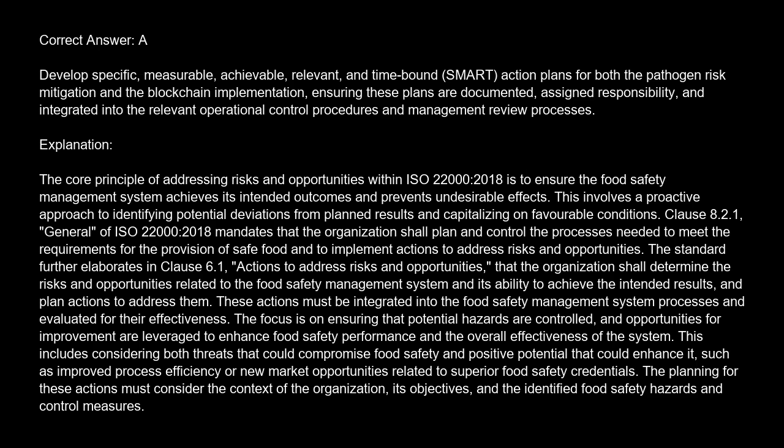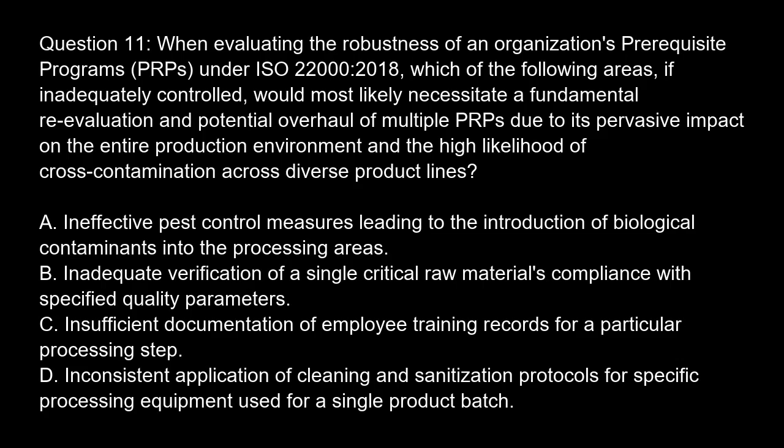The focus is on ensuring that potential hazards are controlled and opportunities for improvement are leveraged to enhance food safety performance and the overall effectiveness of the system. This includes considering both threats that could compromise food safety and positive potential that could enhance it, such as improved process efficiency or new market opportunities related to superior food safety credentials. The planning for these actions must consider the context of the organization, its objectives, and the identified food safety hazards and control measures. Question 11.